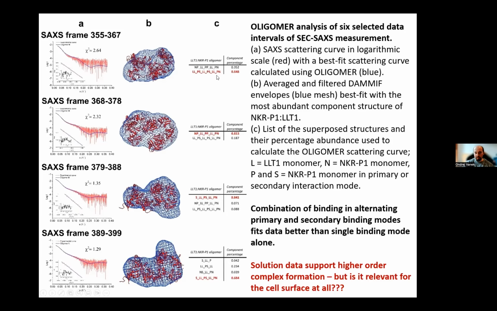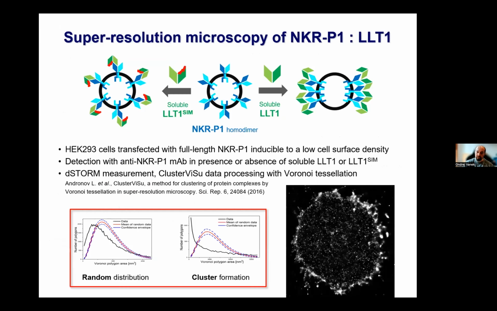So basically what it brought to us is that the algorithm, without our wishful thinking, selected or preferred the theoretical arrangements that were composed of dimers of LLT1 bridged by dimers of NKRP1 in alternating primary and secondary mode. So the same arrangement that we see in the crystal structure, and not the other theoretically possible arrangements based on just one or just the other interaction mode. So it was supporting the data.